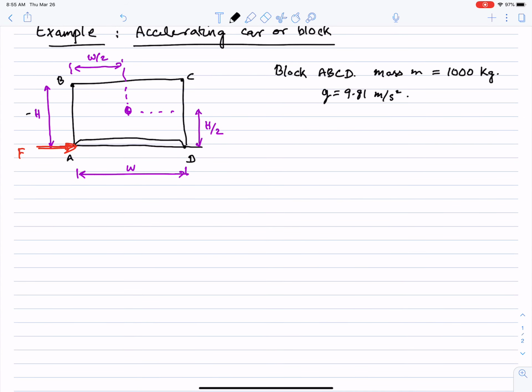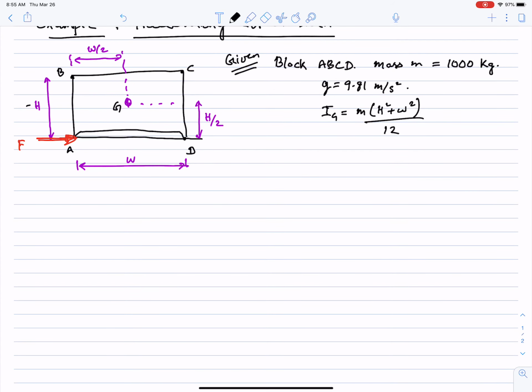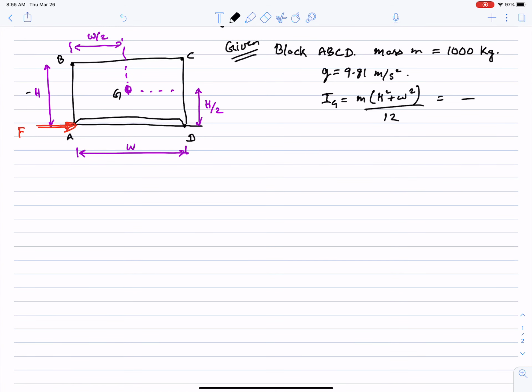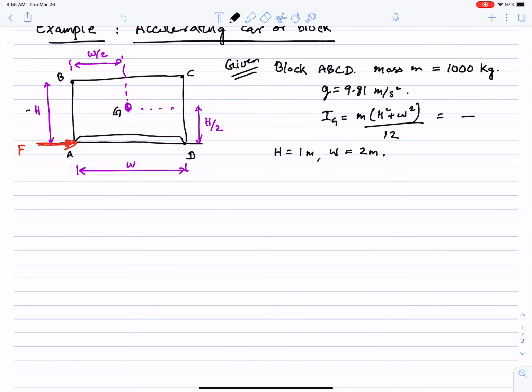I'm going to give you the moment of inertia about G. Let's say IG is something like M times (H squared plus W squared) divided by 12. So all this is given, and you can compute that. And let's say H is 1 meter, W is 2 meters, etc. What else do we need to know?